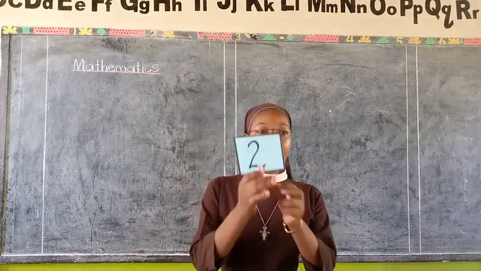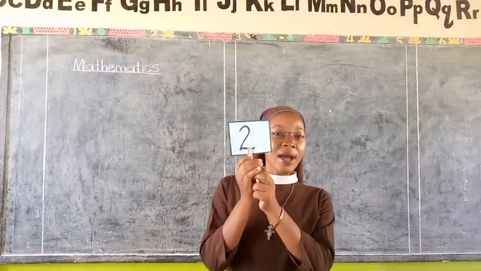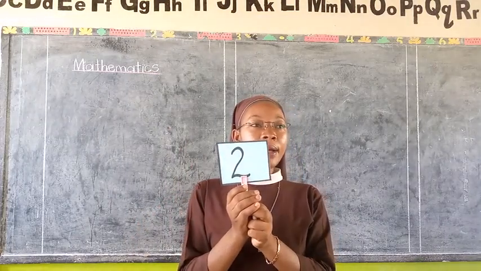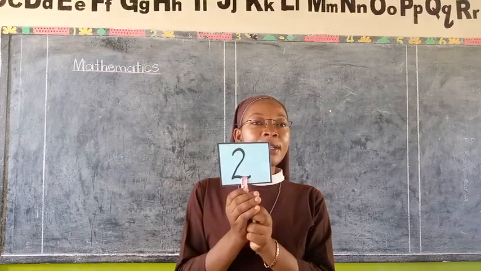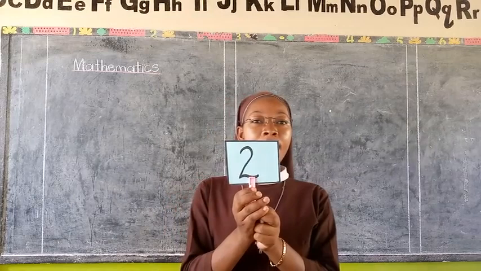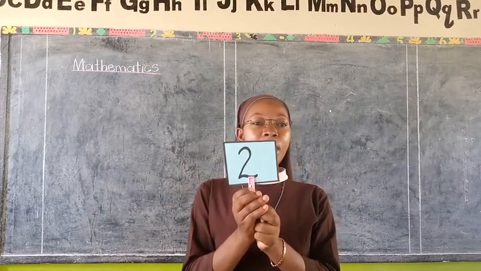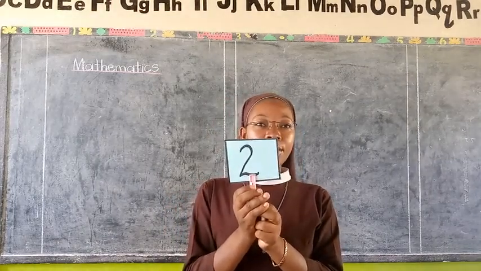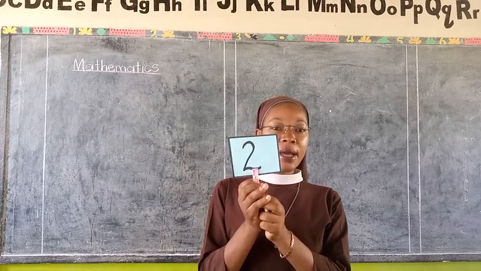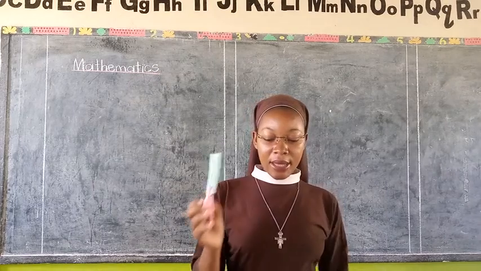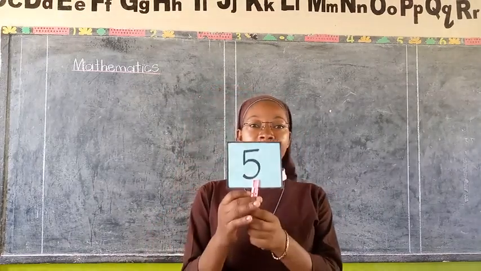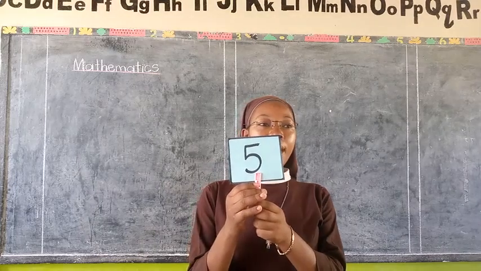This is number 2. Number 2 is a single-digit number. This is a one-digit number. And when we look at this number, it has only one place value. So 2 is a single-digit number. The other example of a single-digit number can be number 5.